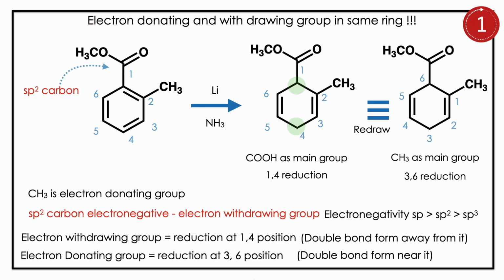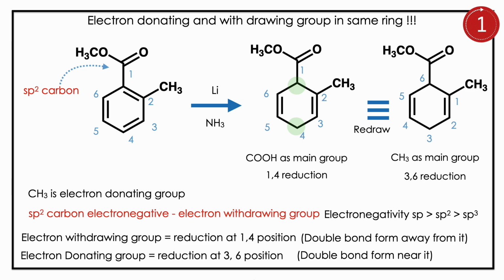Here the interesting thing is electron donating and withdrawing groups in the same ring. How will you identify the product? That is the key identification. Practically, you have to find the middle ground between ester and methyl. Ester contains a carbonyl, so it's an electron withdrawing group. Methyl is electron donating, hyperconjugative in nature.